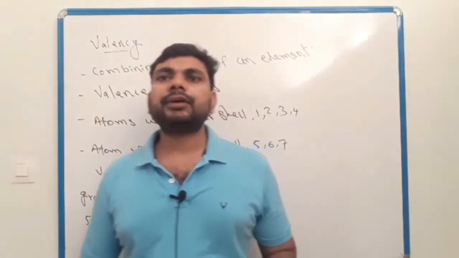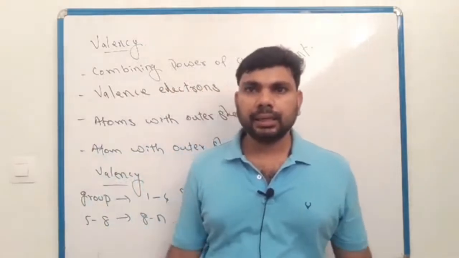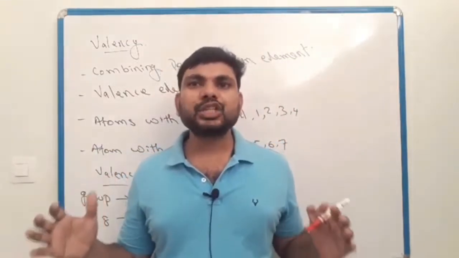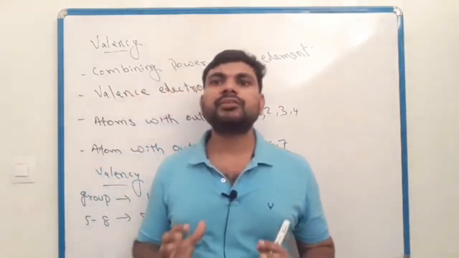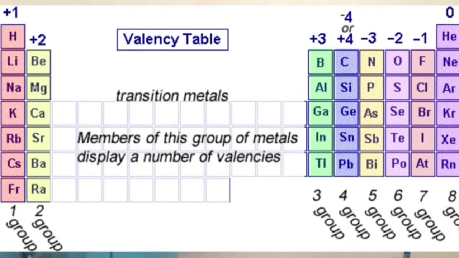Okay, next one we have to understand here is valency. Valency means the combining power of an element. Look here, this is one picture of the periodic table.